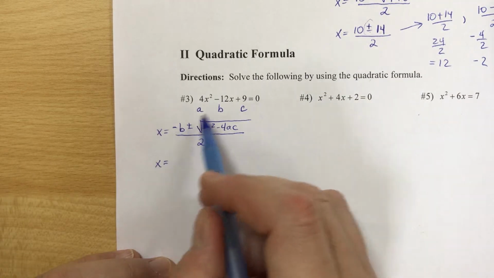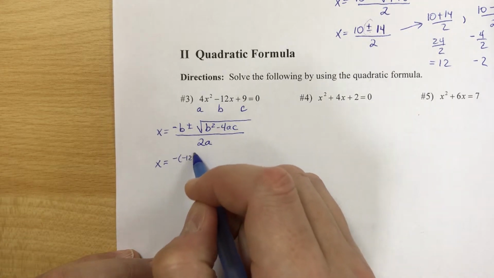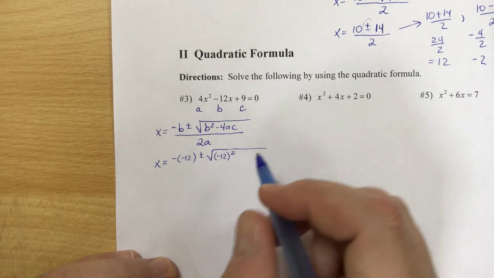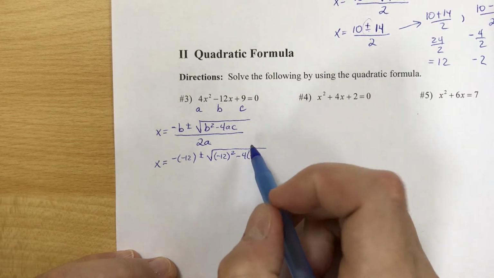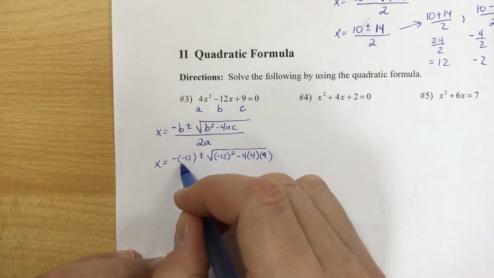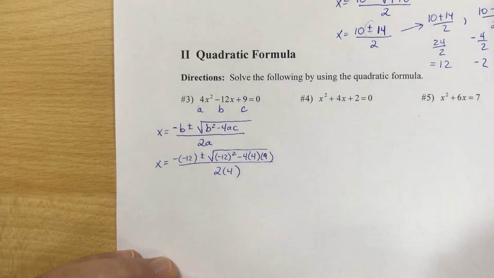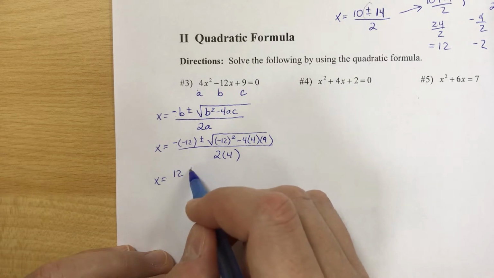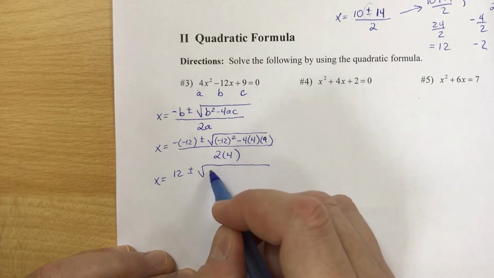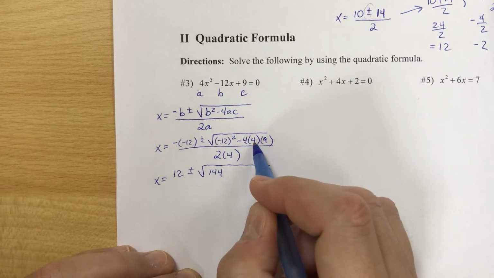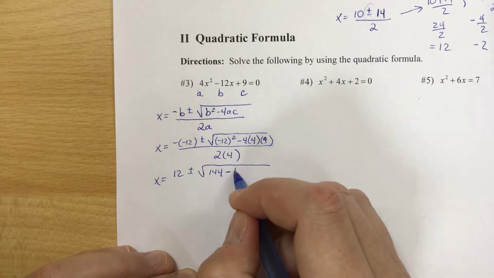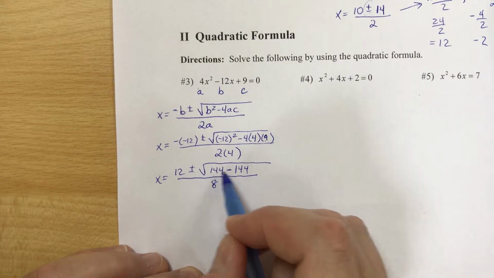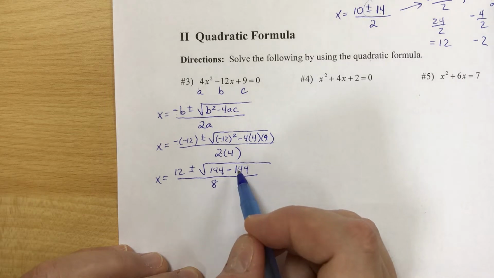x equals the opposite of b, which is negative 12, plus or minus the square root of b squared, so I'm going to square a negative 12, minus 4 times a, which is 4, times c, which is positive 9, all divided by 2 times a, which is 4. So now we simplify. x equals 12, the opposite of a negative is positive, plus or minus the square root. This is 144, and negative 4 times 9 is minus 144, all over 2 times 4, which is 8. Now I can subtract these. They're both under the square root. When we subtract that, we get 0.